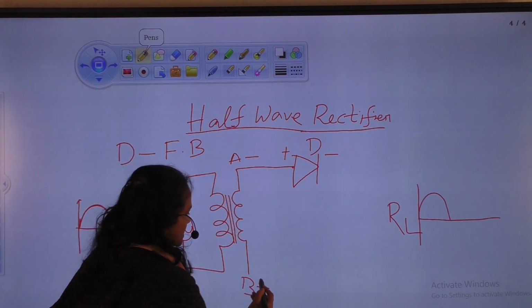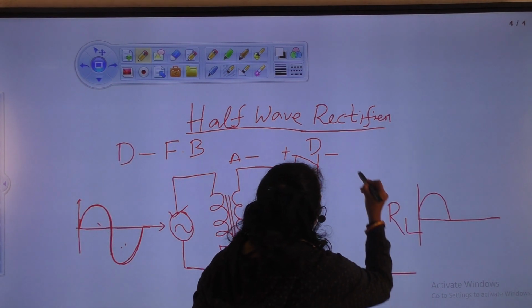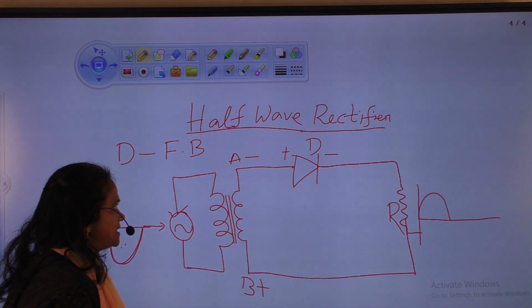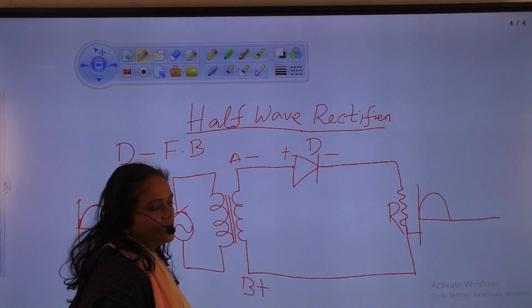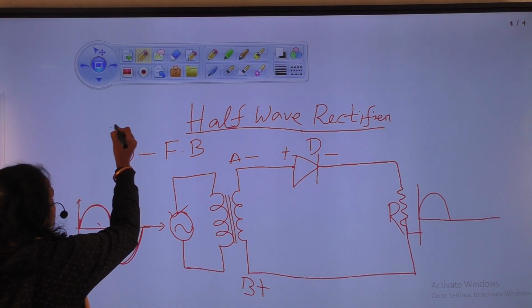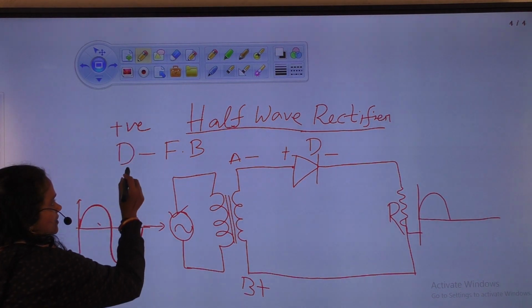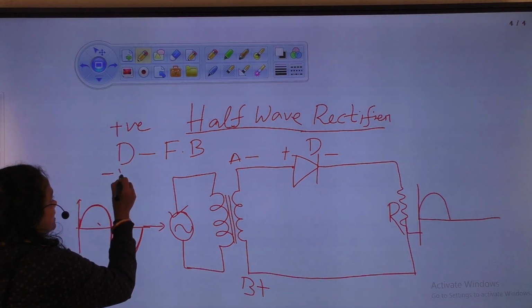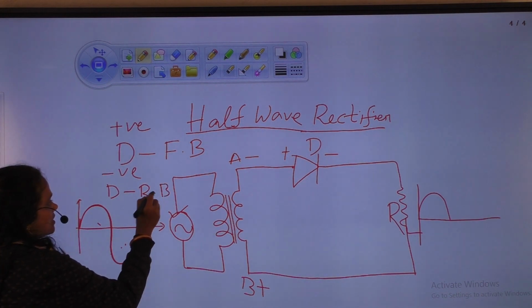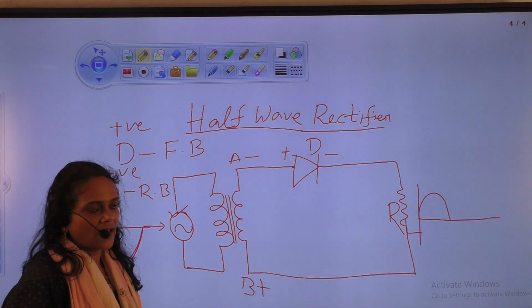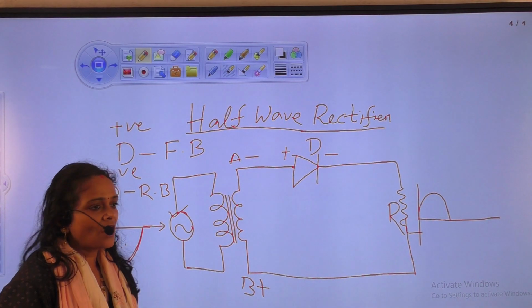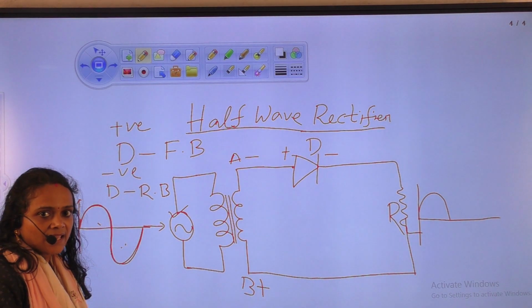When the polarity changes, at that time the diode D becomes reverse biased. So in the positive half cycle, the diode is forward biased, and in the negative half cycle, the diode is reverse biased. In reverse bias condition, no current flows through the diode. So at the output, we never get any signal. This process repeats again and again.